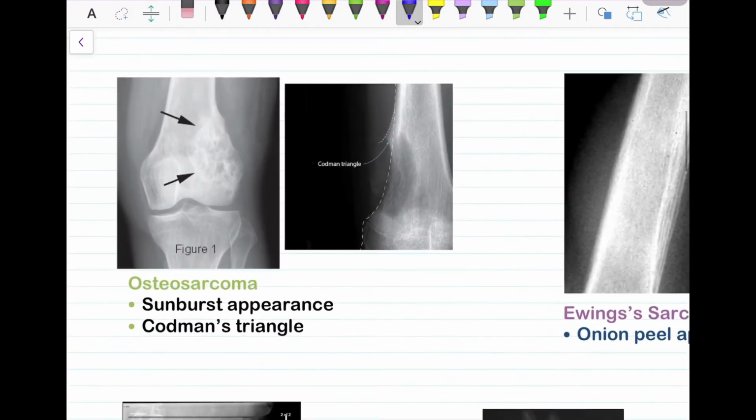The next one is the Codman's triangle. Also there is sunburst appearance or sun ray appearance we can call. So this one is osteosarcoma. Here is the osteosarcoma. There is Codman's triangle, it is nothing but the periosteal reaction. So this triangle is because of periosteal reaction.